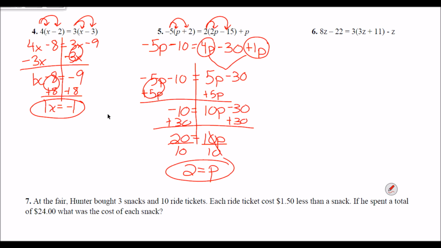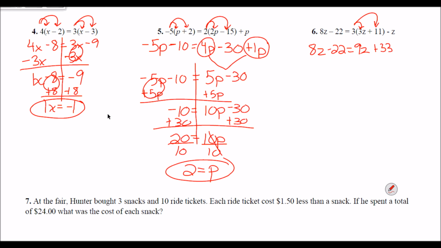And number 6. Okay, left side of the equation, no parentheses, so we're going to drop it down: 8z minus 22. Right side does have parentheses, so we distribute. 3 times 3, 9z. 3 times positive 11 is positive 33.